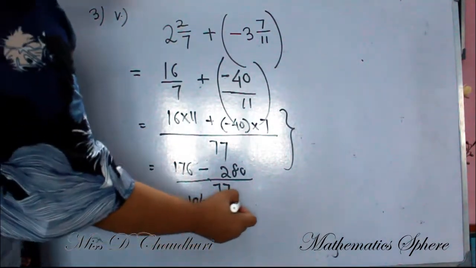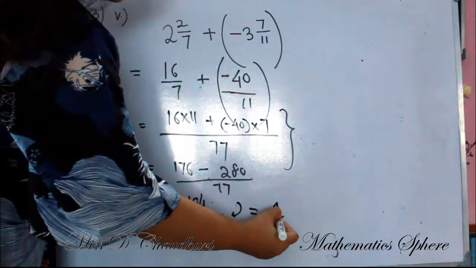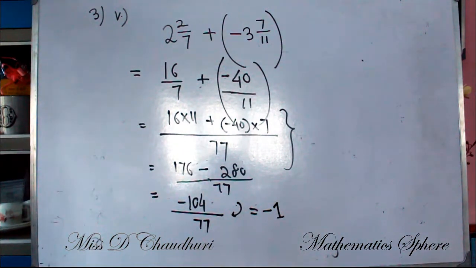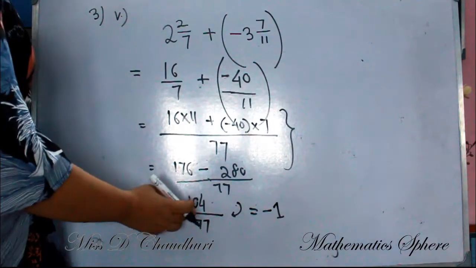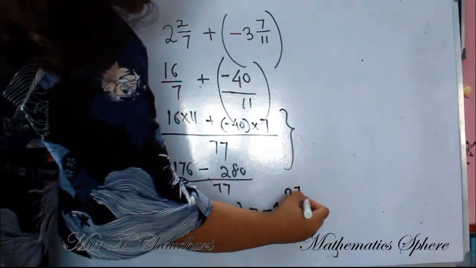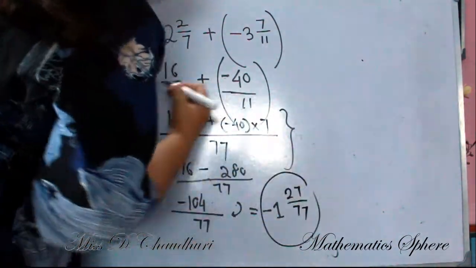Okay, again you have to convert this. So if you convert this, minus you keep in front, and if you subtract 77 from 104 it is going to be 27. Okay, minus 27 by 77. So this is our final answer.